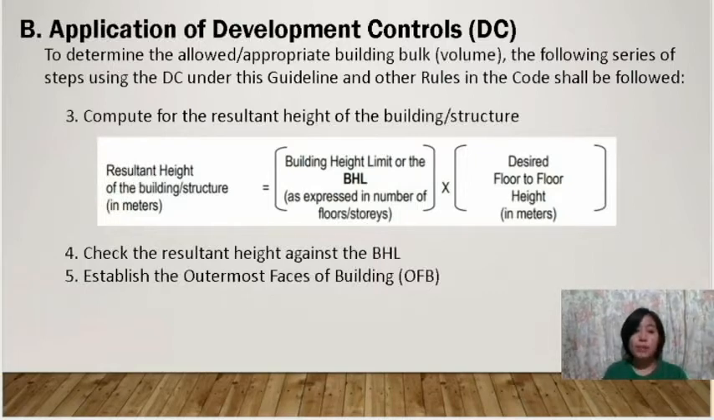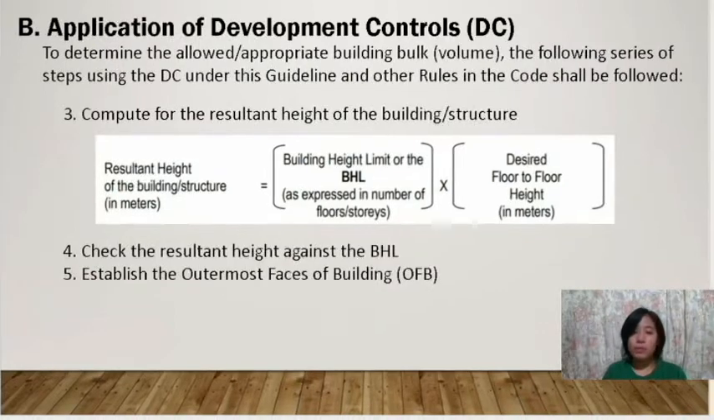Step 5, establish the outermost face of the building, OFB. So, to determine the allowable maximum volume of the building and to satisfy natural light and ventilation requirements for the RROW and front yard abutting RROW.